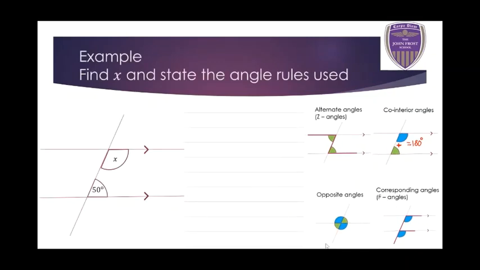So the first example, we're asked to find angle X and state the angle rule used, okay? So we can see that we have got two angles that are vertically opposite each other, okay? If you want to think of it as they're in a sort of U shape or a C shape, okay? So because they're vertically opposite each other, we know we're going to be using the co-interior angle rule, okay? So co-interior angles.